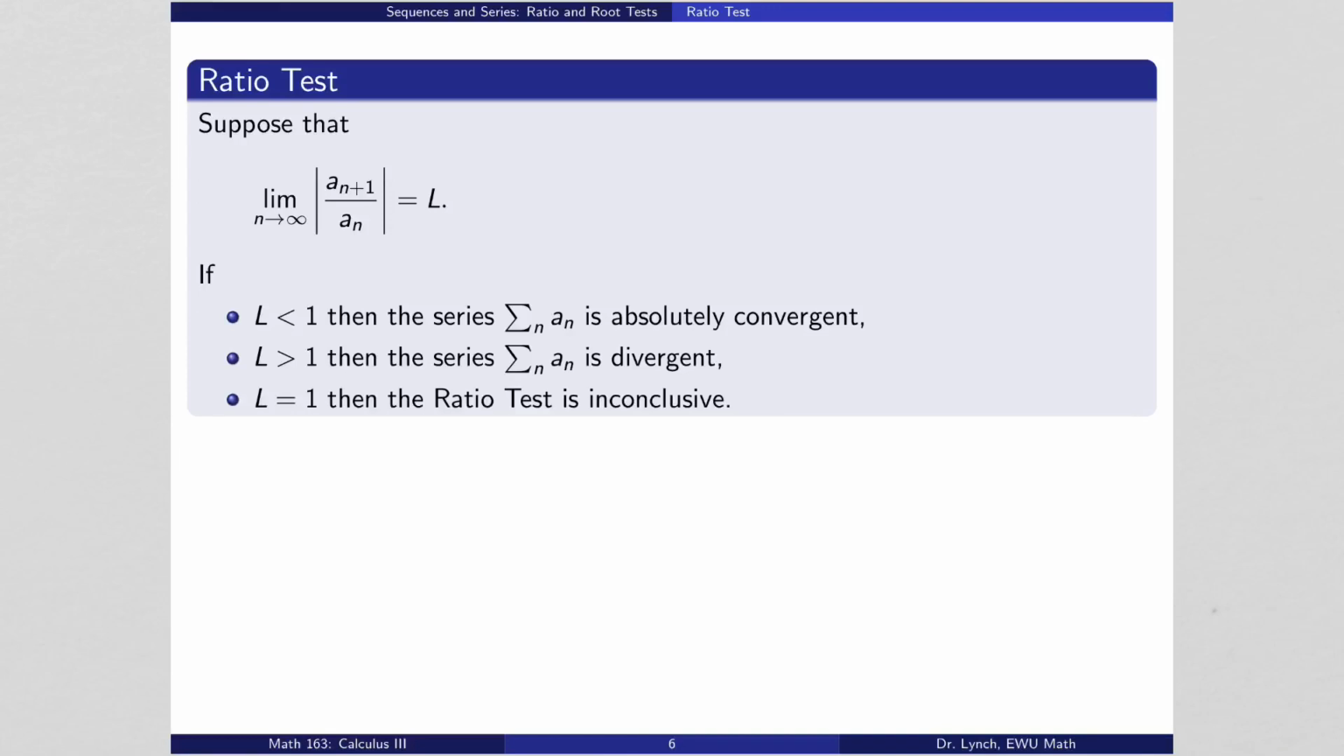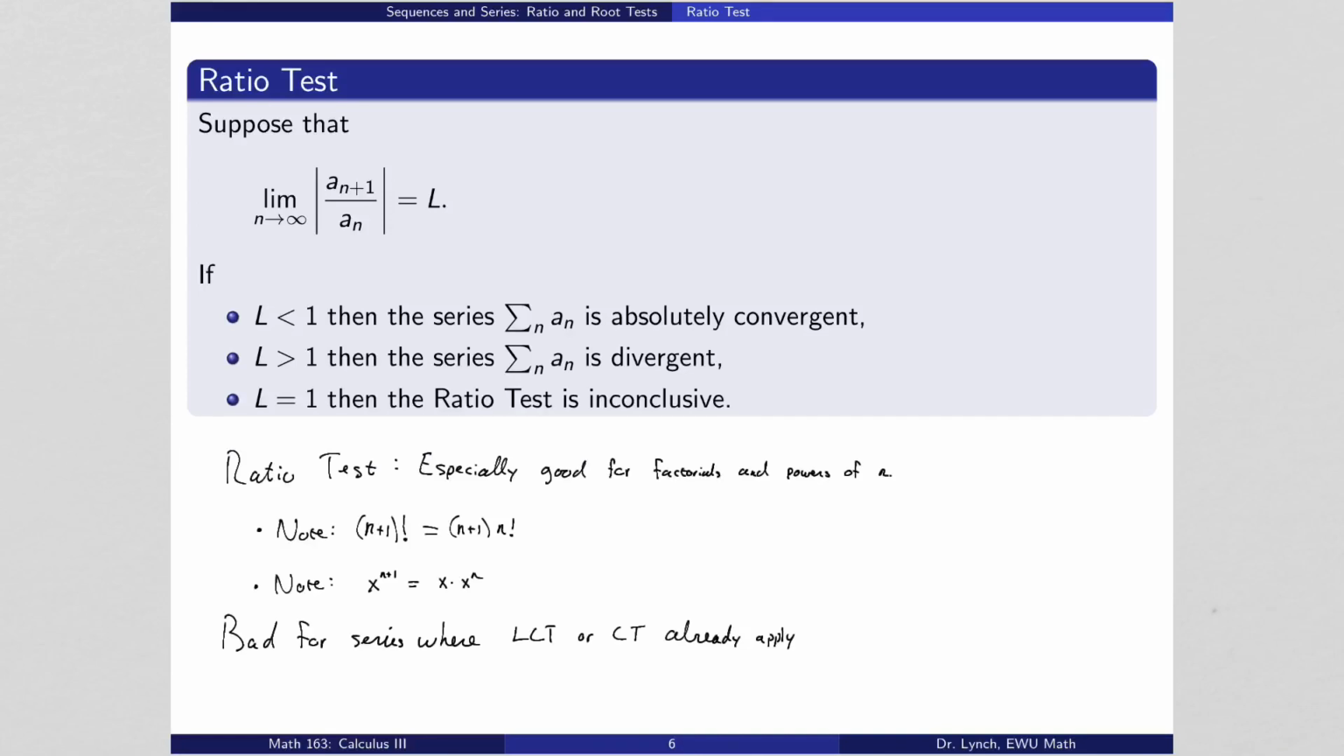And if that number is less than 1, then the series is absolutely convergent. If that number is bigger than 1, then the series is divergent. And if that number is equal to 1, then we don't know anything new. The series could be convergent or divergent. So a couple pro tips for using the ratio test. The ratio test is especially good for factorials and powers of n.